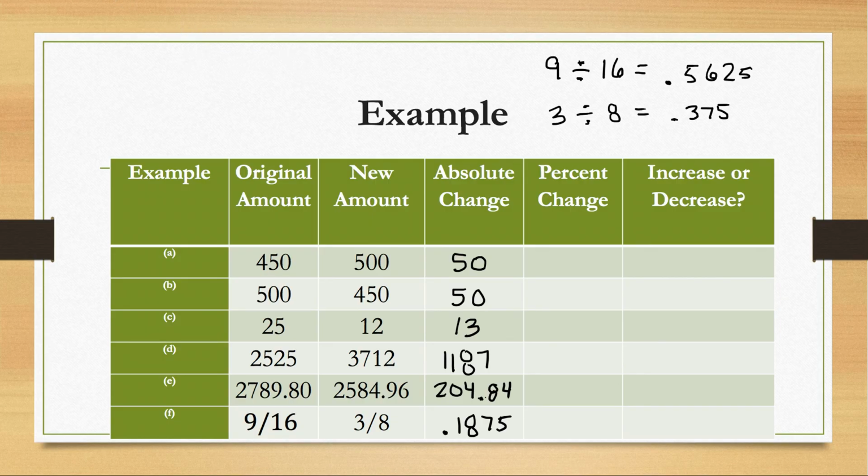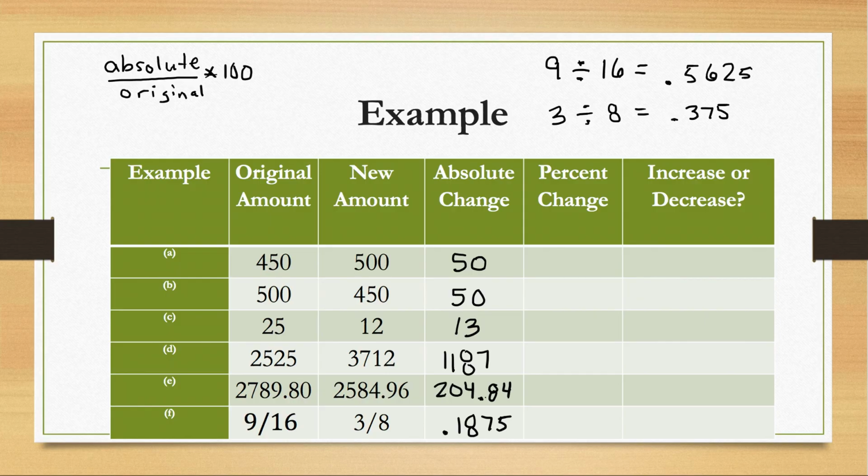So I'm just going to write that up here just so that we don't forget. We're going to take the absolute change, we're going to divide it by the original, and we're going to multiply by 100. Okay, so let's see if we can work through these.